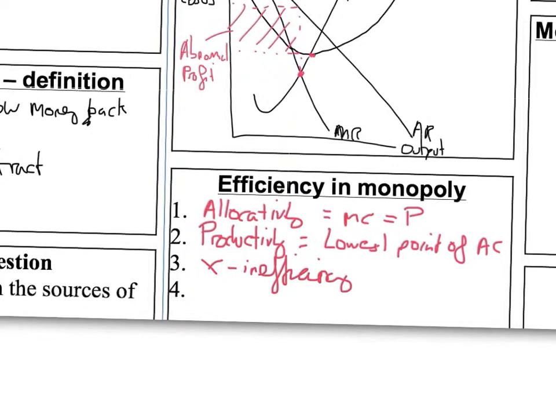This is basically where there's not enough competition in the market, and without this competition, firms allow their costs to rise. So that's basically it. Without any competition, they've got no reason to keep their costs down, so their costs start to rise, and that's X inefficiency. Now, the only positive from monopolies, you could say that they have dynamic efficiency.